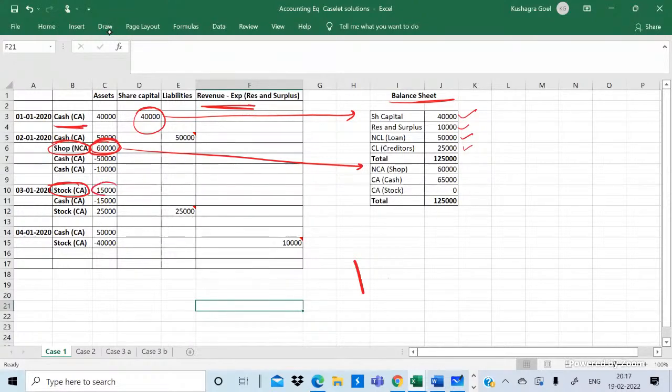Then let's look at stock. I bought stock worth 15,000 and 25,000, which means I bought stock worth 40,000. The next day, I sold the entire stock, which means this entire stock of 40,000 has gone out and I don't have it now. So on 3rd of Jan, I had stock worth 40,000. On 4th of Jan, I sold that stock worth 40,000, which means I have zero stock as on the balance sheet date. Any questions still here before we look at the cash balance?